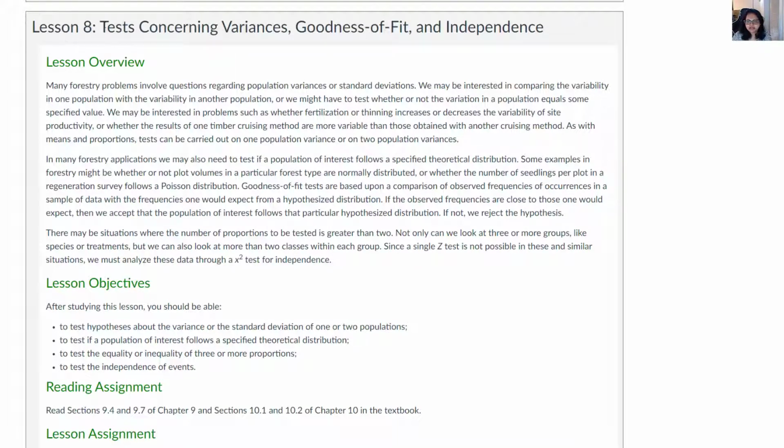Previously in lesson 8 I talked about tests concerning variances: a single variance, and then comparing two. Today I would like to talk about the goodness of fit test and then the test for independence.